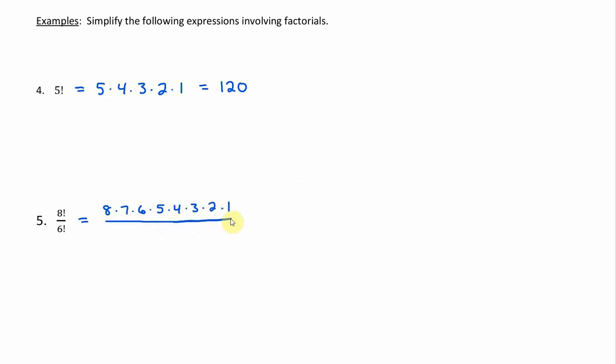Then on the bottom, 6 factorial would be 6, 5, 4, 3, 2, and 1. And then look at how much we get to cancel. Because 6 is a factor of the top and the bottom. So is 5, so is 4, so is 3, so is 2. I guess you can cancel the 1s even though that doesn't really have an effect. But look at what we're left with. Really, now we just have a 1 on the bottom. So this is just 8 times 7 over 1. So that's just 56.